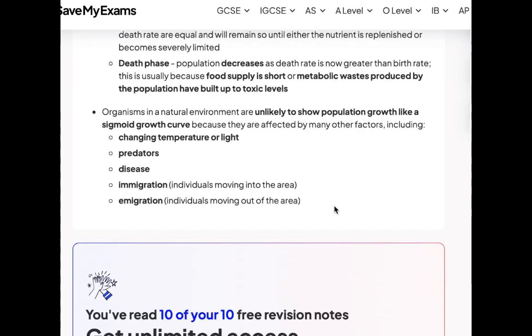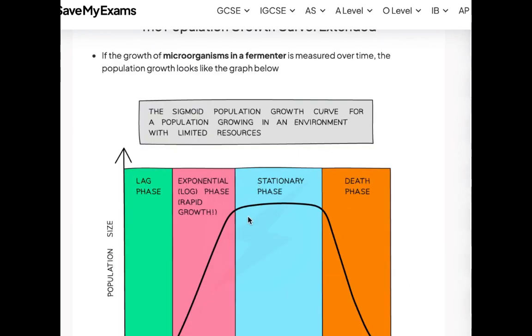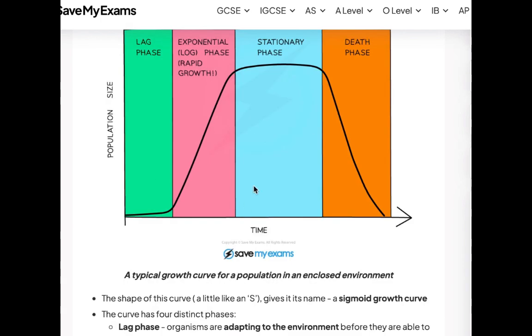Now let's take a look at the various organisms in the environment. Organisms in our natural environments are likely to show population growth like a sigmoid growth curve, because they are affected by many other factors, including changing temperature and light. This curve is called the sigmoid growth curve.